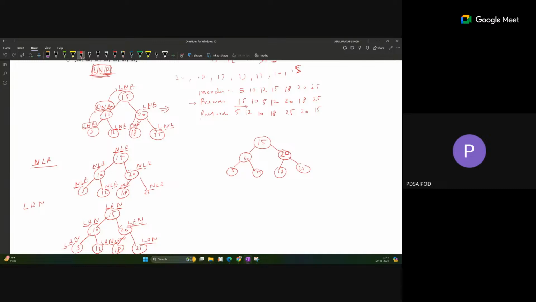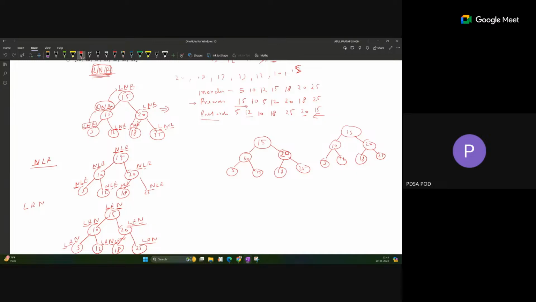Okay, and similarly, if post-order is given, start from right to left. This is the root node. Okay, so 15, and take 20. So 20 is the greater one, so it will be added at this place. Then 25 will be added here. Then 18. 18 is greater than 15, smaller than 20, so 18 will be added here. Then 10 will be added here. Then 12 will be added here, and 5. Okay, now you are getting the same tree. But if in-order is given, then you cannot find out what the root node is.